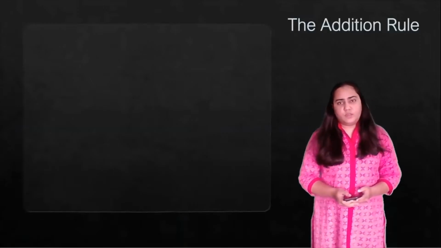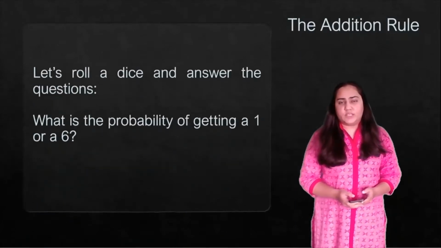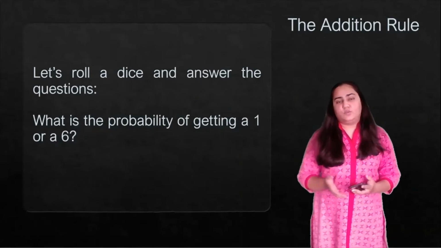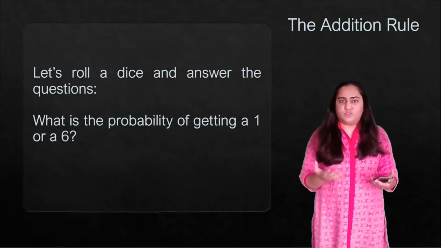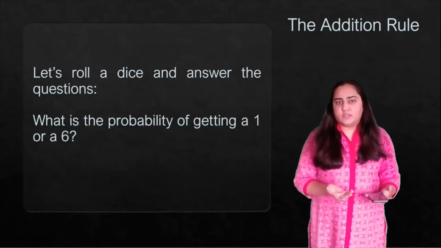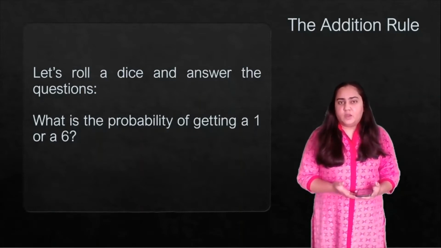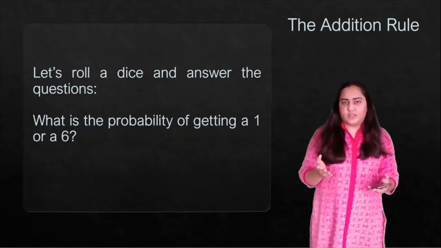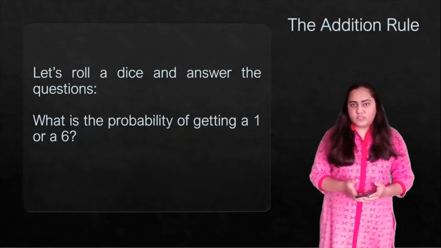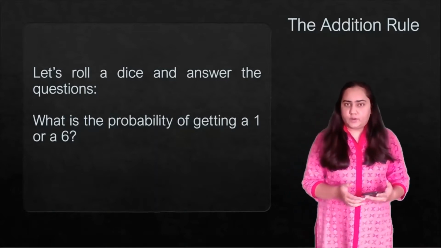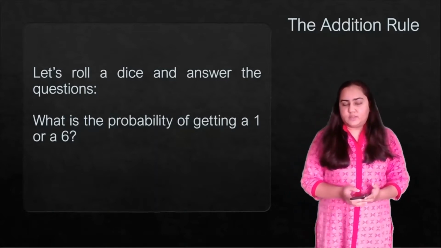So the first rule that we're going to talk about is known as the addition rule. We are going to take an example to understand this rule, and the example is about rolling a dice. If you're rolling a dice, then what is the probability of getting a 1 or a 6? A dice has 6 sides, and out of the 6 sides, you want to know the probability of getting either a 1 or a 6 value.